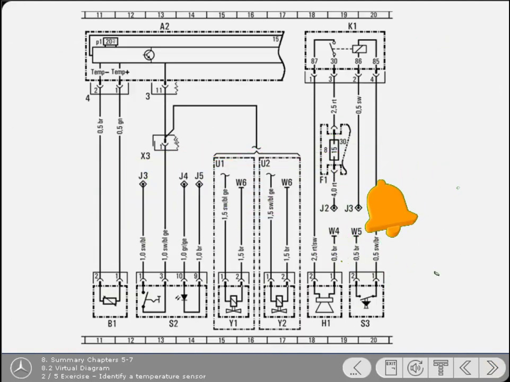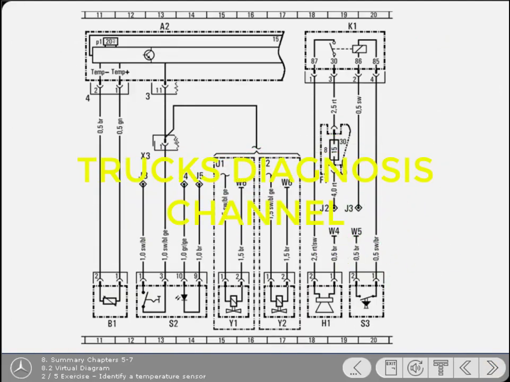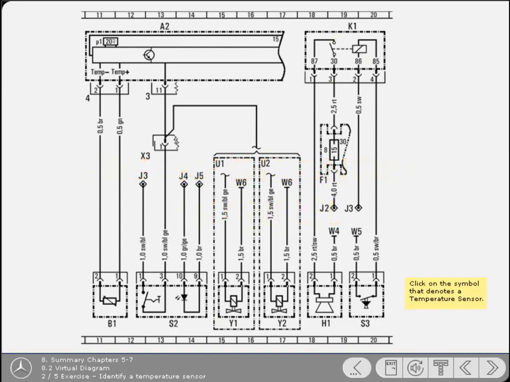Now I'll see if you can answer some questions relating to the subjects covered so far. Click on the symbol that denotes a temperature sensor. Yes, that's correct. Well done. Find an LED in the diagram and click on it. Yes, that's correct. Well done. Click on the symbol for a spring-loaded switch. Yes, that's correct. Well done. Find a mechanical relay on the diagram and click on it. Yes, that's correct. Well done.